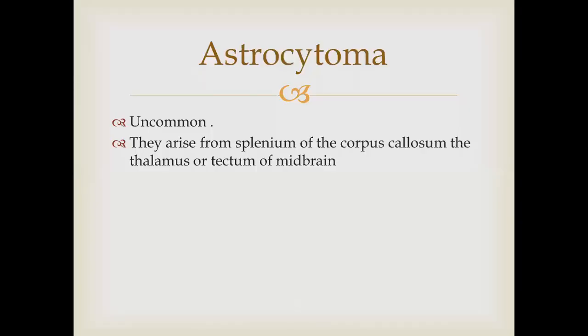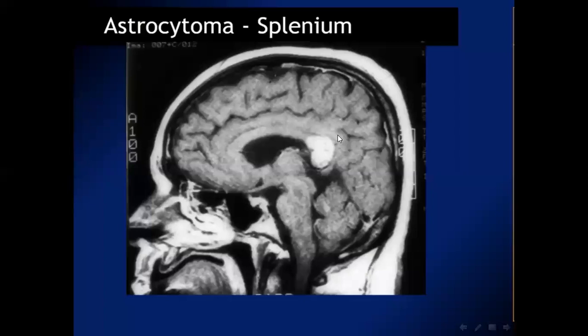The differential diagnosis of pineal gland tumors includes astrocytoma. Astrocytoma arises from the splenium of the corpus callosum, the thalamus, or the tectum of the midbrain. The astrocytoma in this case arises from the splenium of the corpus callosum. It is different from pineal gland tumor as this mass is located above the internal cerebral vein, while most pineal gland tumors are below the internal cerebral vein.